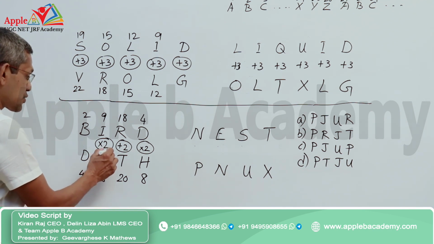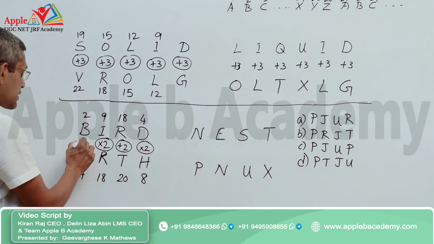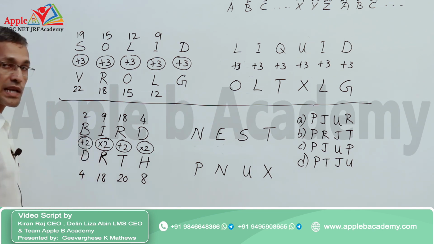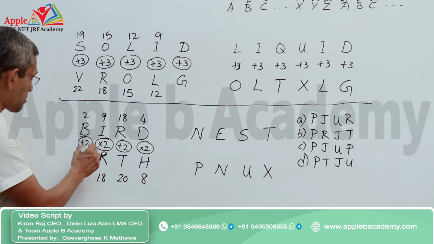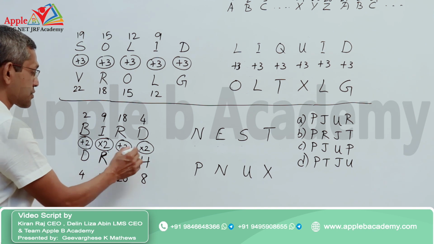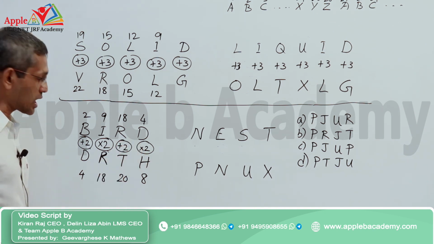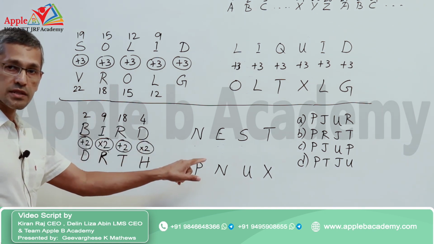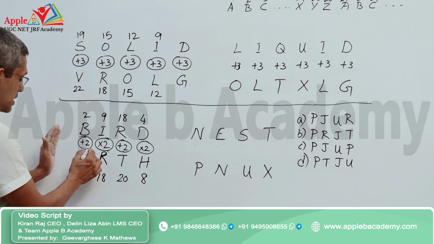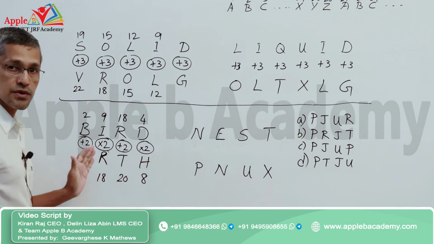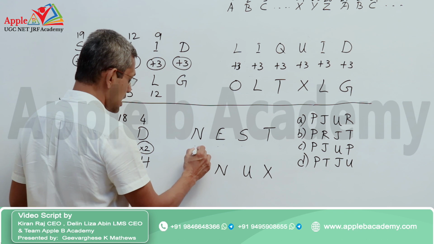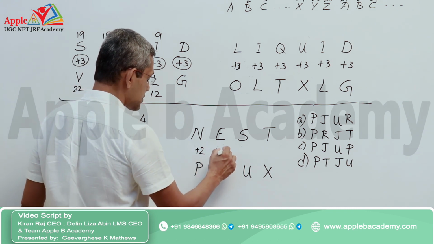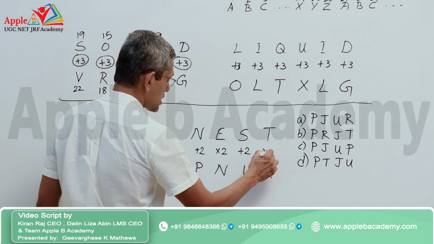In this case, into 2, plus 2 into 2. So if you take it as plus 2, that looks like a pattern. So we have plus 2 into 2, plus 2 into 2. And if you apply the same pattern on the right hand side, it is a pattern: plus 2 into 2, plus 2 into 2. So let's apply this on the right hand side, plus 2 into 2, plus 2 into 2.